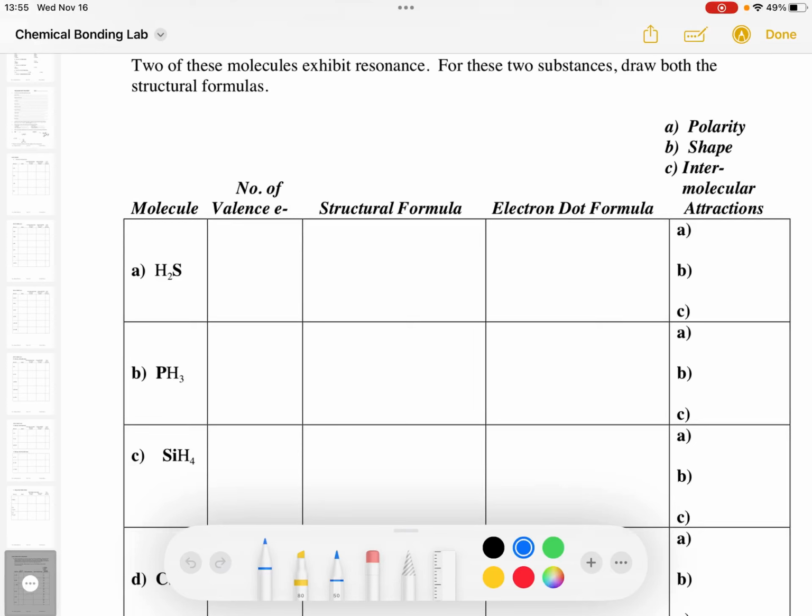Okay, this is your post lab, and we are going to start by looking at our first substance, H2S. I ask you the number of valence electrons. Hydrogen has 2, which is 2 times 1, plus sulfur has 6, for a total of 8 valence electrons.